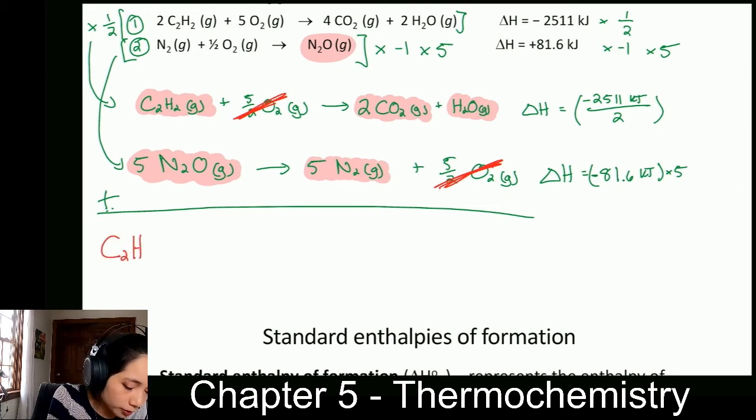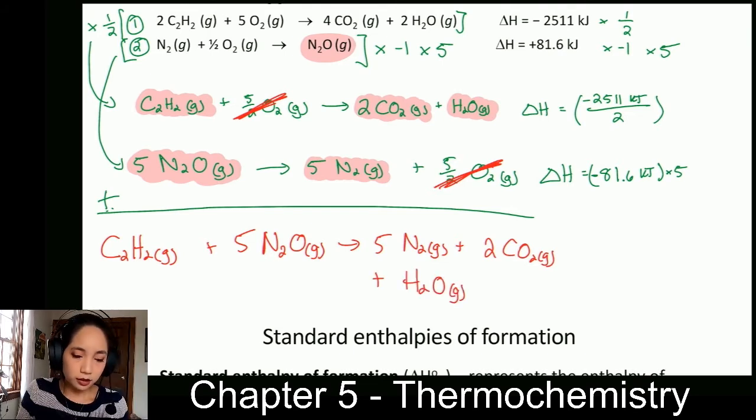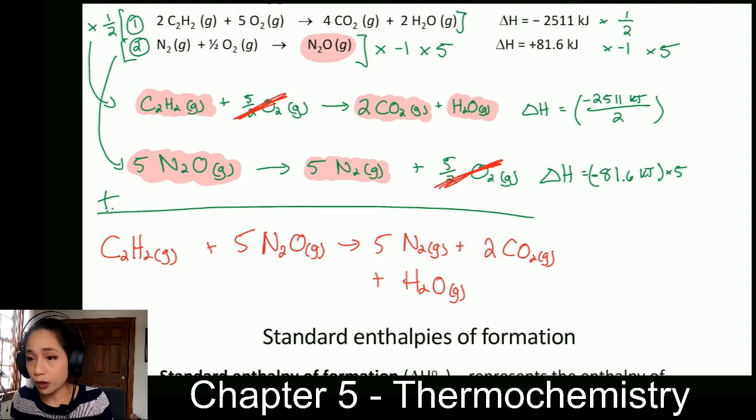So C2H2 gas plus 5 N2O gases gives us 5 nitrogen gases plus 2 CO2 gases and 1 H2O gas. All right, so there's our chemical equation. It all cancels out and we get exactly our target chemical equation we want. But that's not the answer. So, we solved the puzzle and made sure that it all fit, but we need to make sure we do the same thing when we add up the enthalpies of each step.